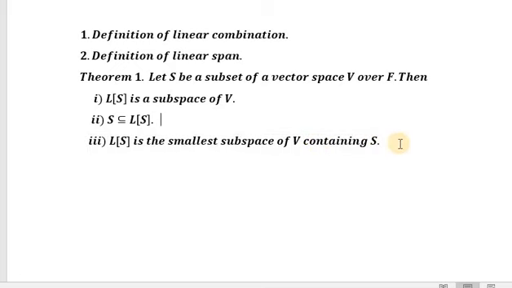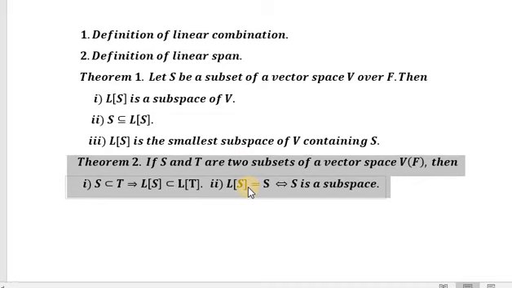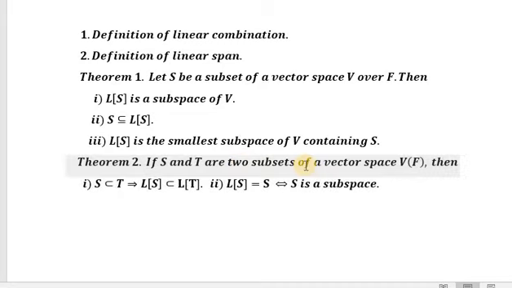This is theorem 1. Theorem 2: If S and T are two subsets of a vector space V over F, then S is a subset of T implies L of S is a subset of L of T, and second, L of S is equal to S implies that S is a subspace of V, and S is a subspace of V implies that S is equal to L of S. L of S means linear span of S.